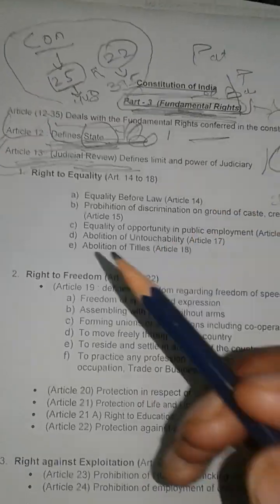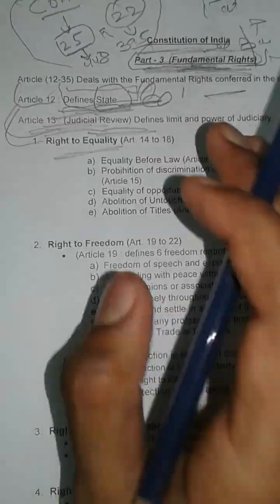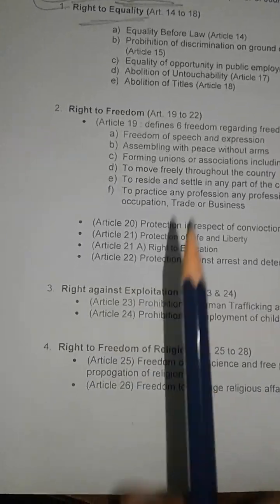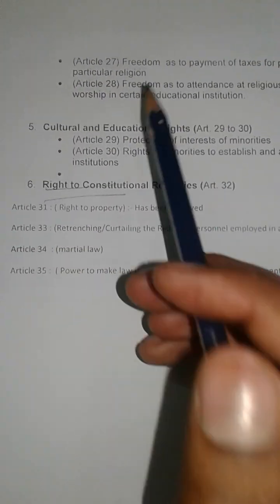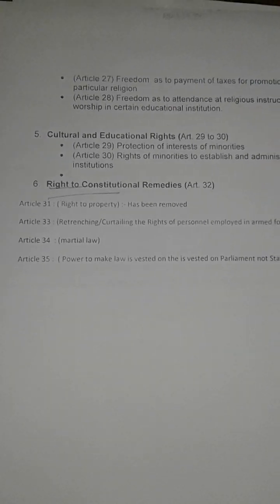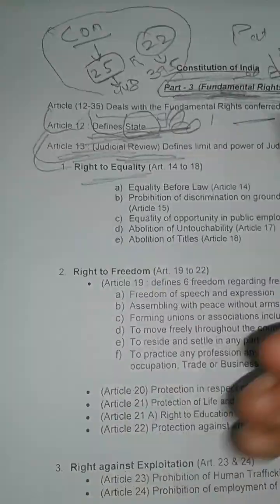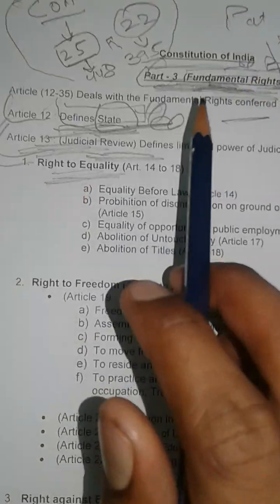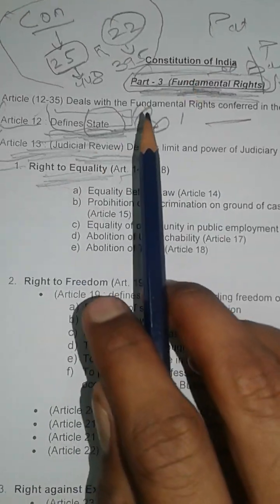Now Article 14 to Article 18 deals with the right to equality. We have a total of 6 fundamental rights which are conferred in the Constitution. First is right to equality, second is right to freedom, third is right against exploitation, fourth is right to freedom of religion, fifth is cultural and educational rights, and sixth is right to constitutional remedies. So in order to understand this, I have discussed the overall topic, but now we are going in depth into these articles. First is right to equality. Article 14 to Article 18 are discussed in this right to equality.